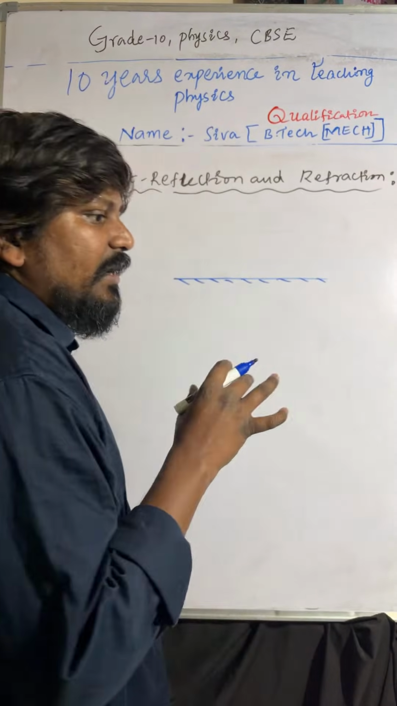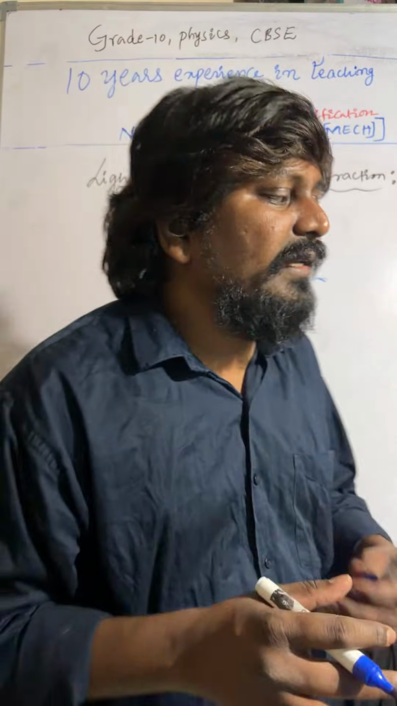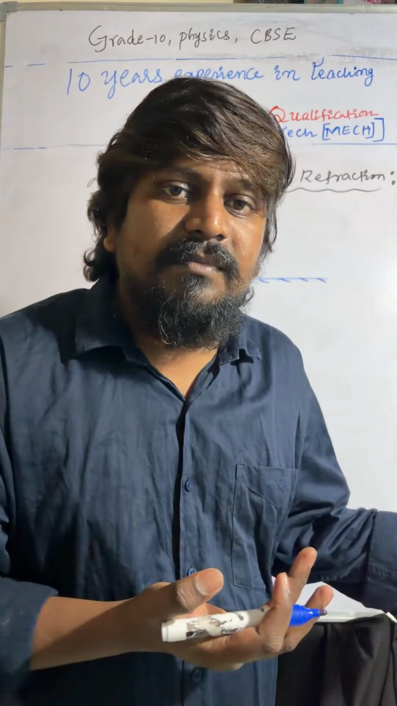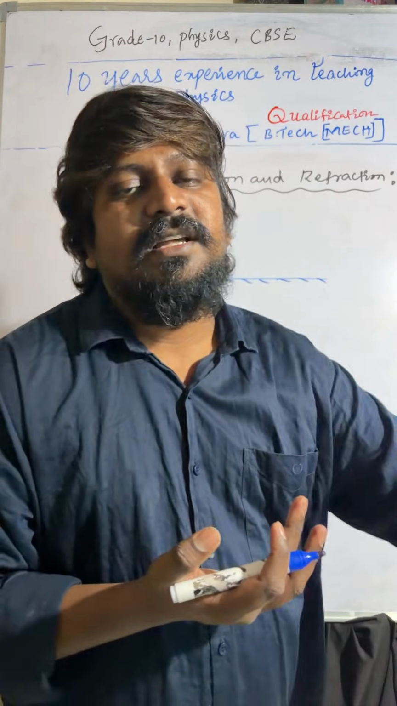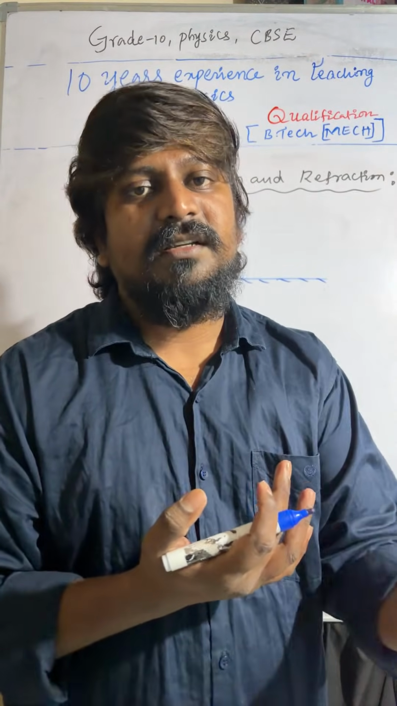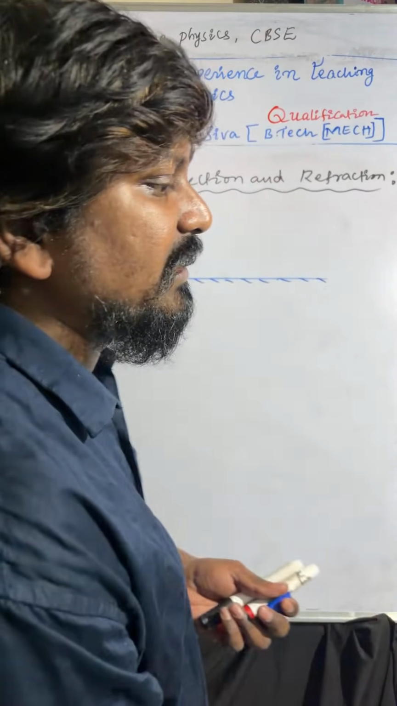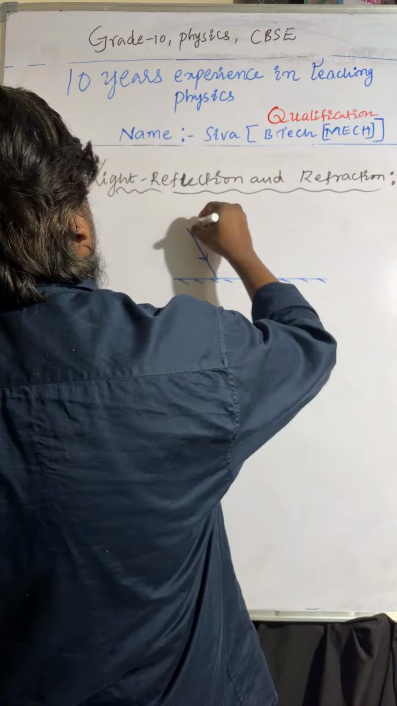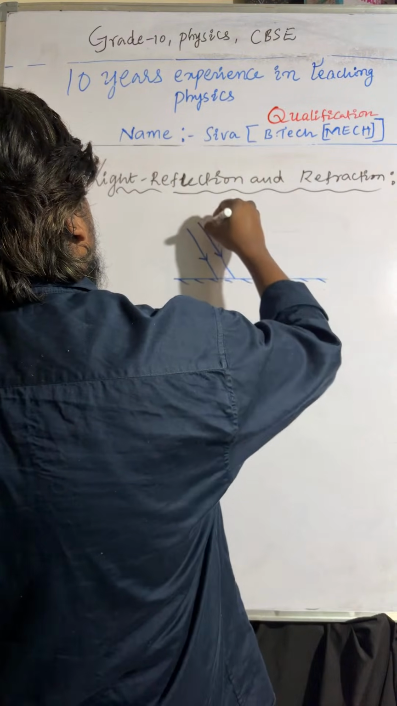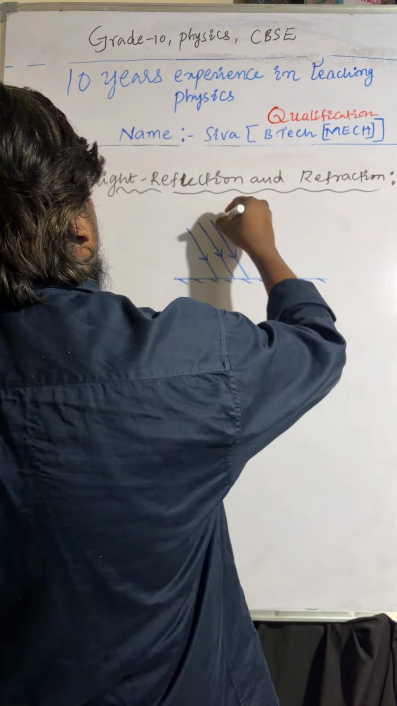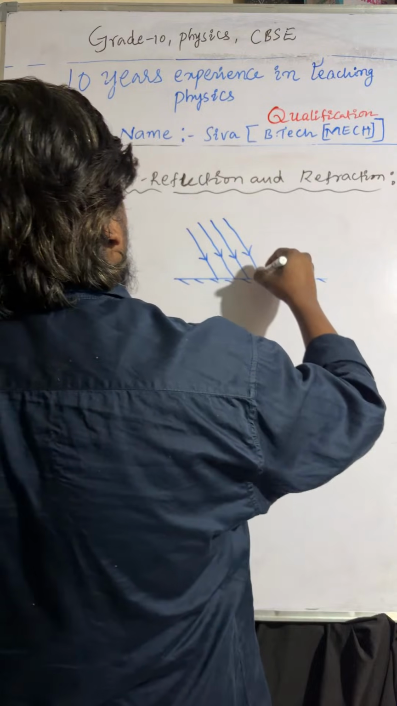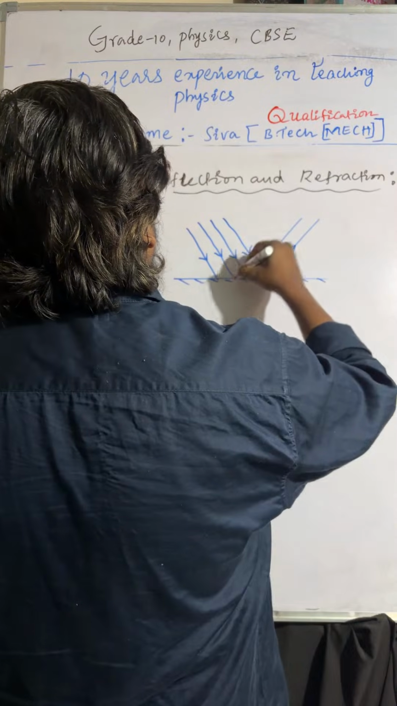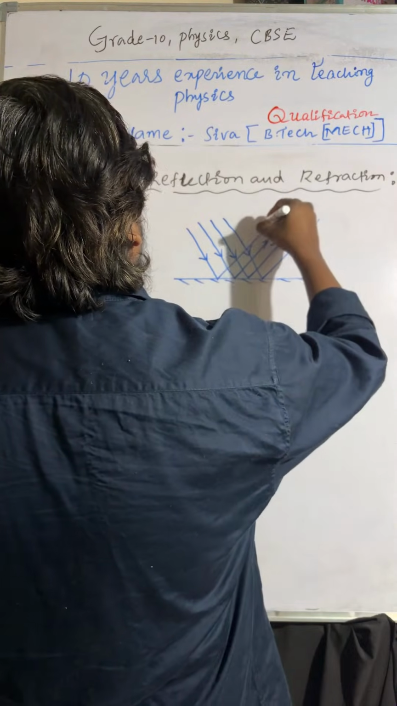Here they will ask for examples of regular reflection. Regular reflection takes place on a plane mirror and still lake water surface. So these two examples we can say. These are the incident rays, understood or not? And these are the reflected light rays.